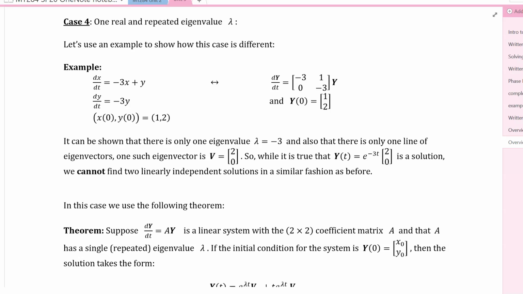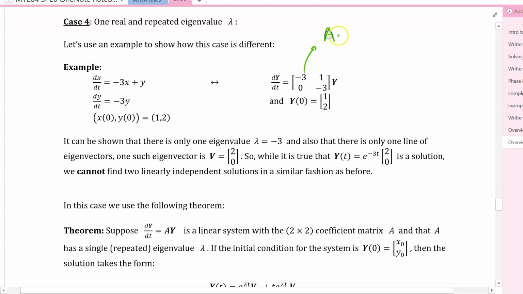So in the last case, we're going to investigate what happens where we have one real and repeated eigenvalue. So you only have one eigenvalue in this situation. All right, so this is the last, and we have not seen this case yet. So I'm going to start out with an example in this case, and then we'll get to the result and start to apply it to this example.